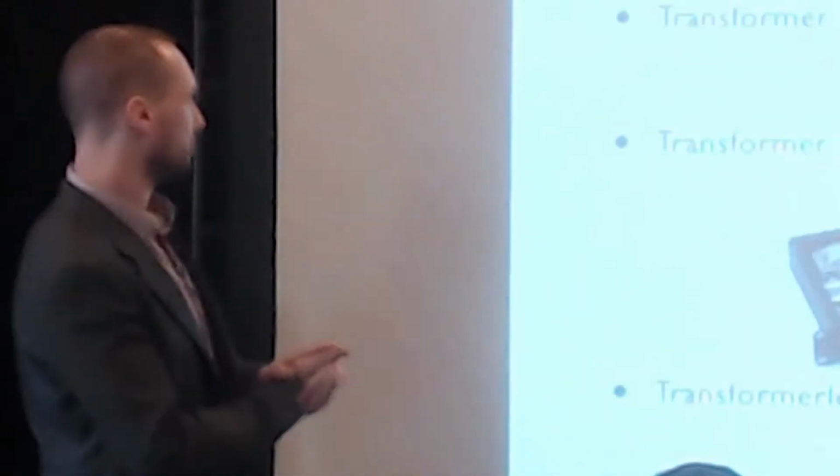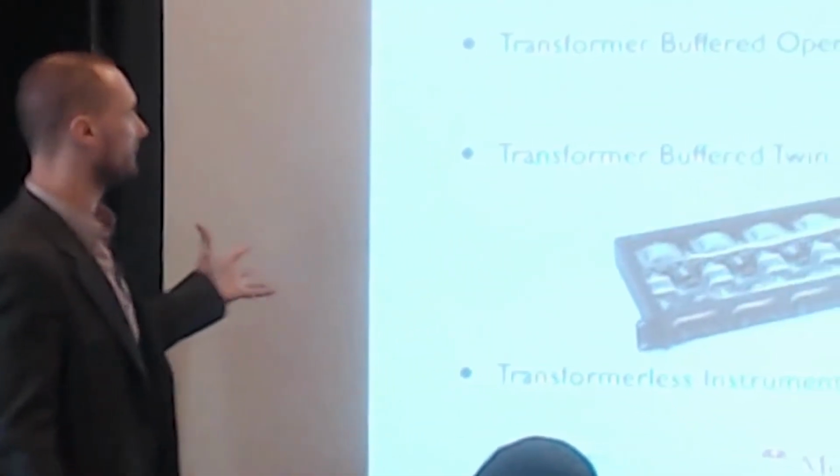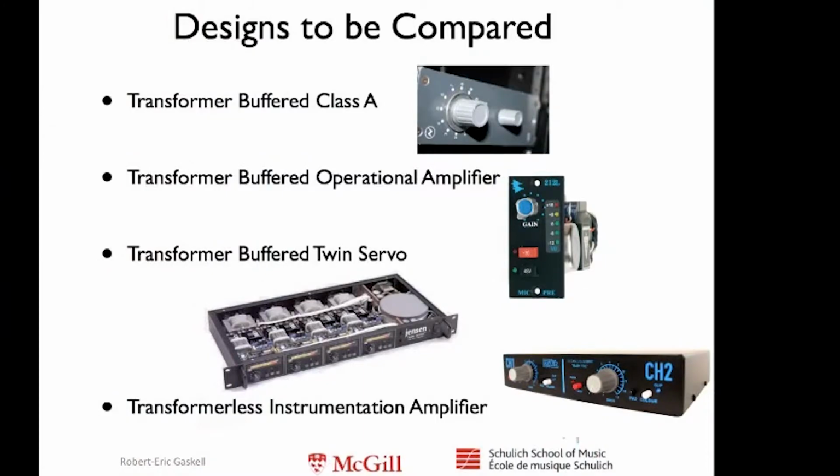Okay, next slide. So I'm going to look at a few different designs today. I'll look at a Neve, which is basically a transformer buffered Class A amplifier. I'll look at API, which is a transformer buffered operational amplifier. I'm actually going to kind of gloss over the twin servo. Peter talked about it a little bit already. And I'll talk about also a transformerless instrumentation amplifier topology, similar to the Baby Pre.